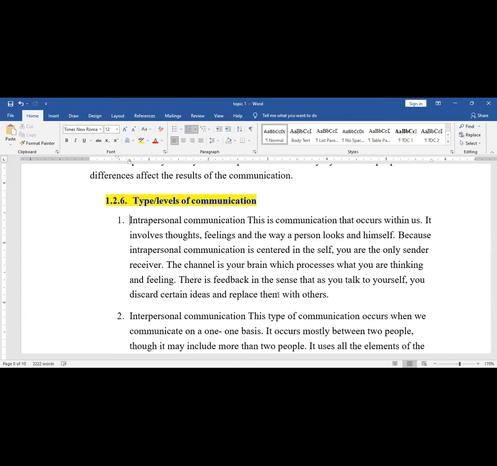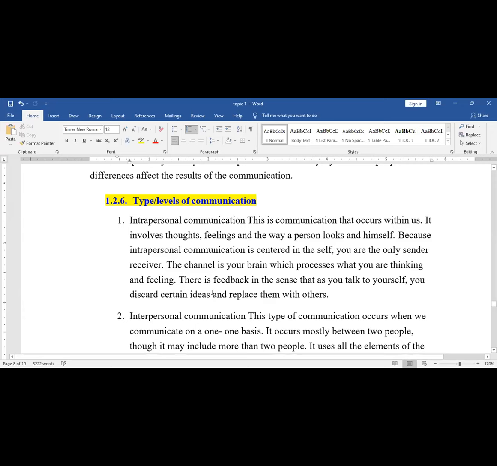So you can read and see that this is communication that occurs within us. It involves thoughts or thinking. It involves feelings and the way a person looks at himself. So it is centered in the self. You are the only sender and you are the only receiver, and the channel is your brain.